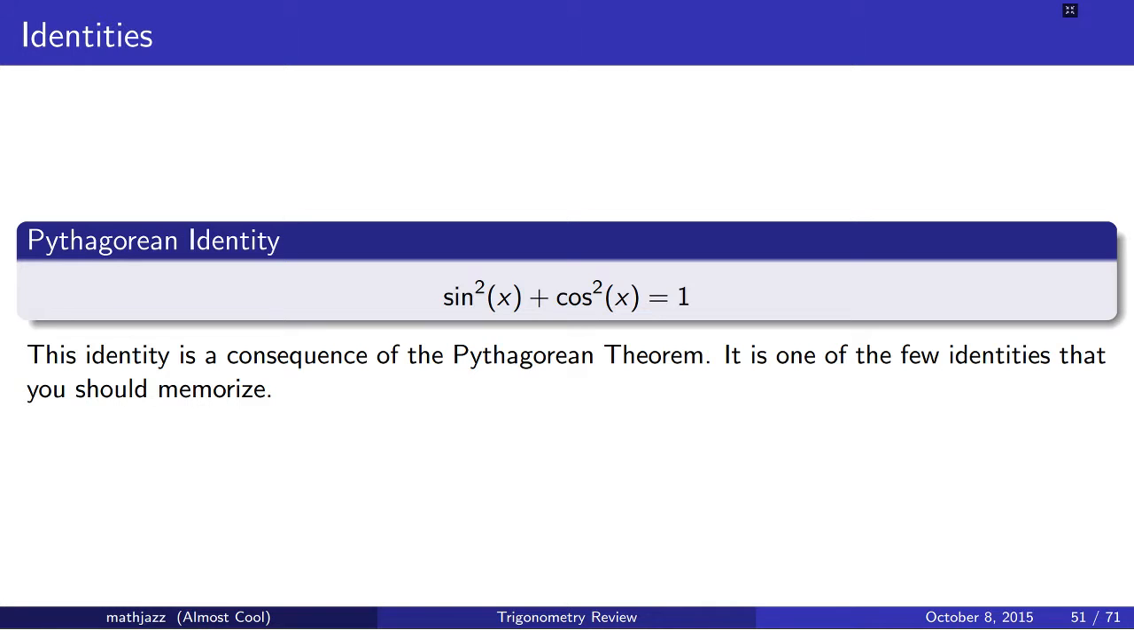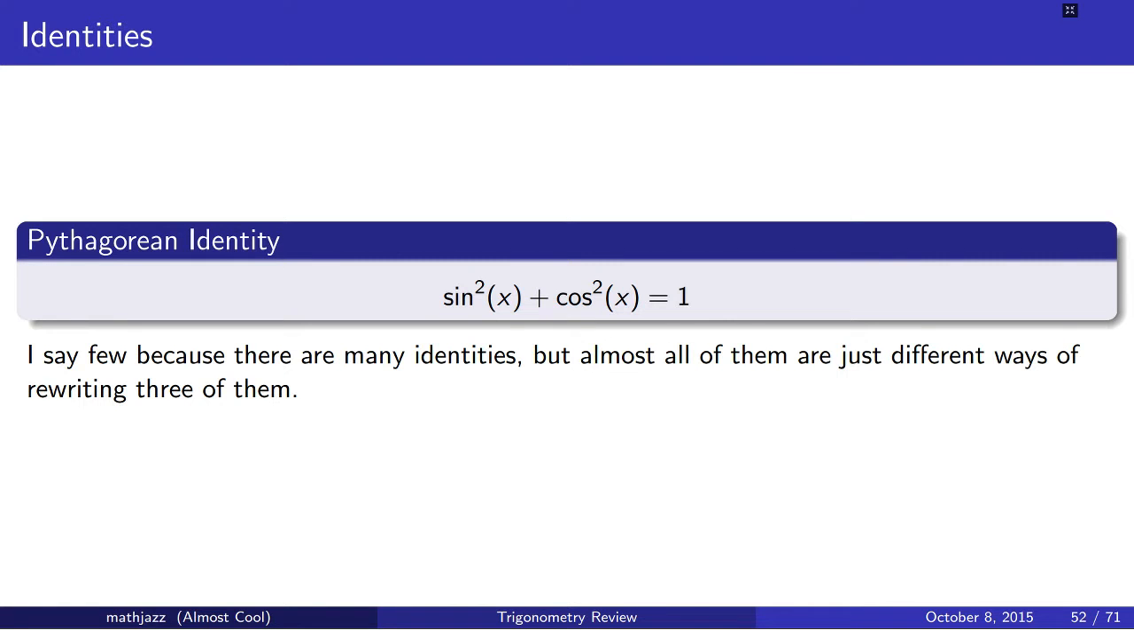The first identity we're going to talk about is the Pythagorean identity. This identity is a consequence of the Pythagorean theorem. It's one of the few identities that you should memorize. I say few identities because even though there are many trigonometric identities, almost all of them are just different ways of rewriting three of them. Those three being the Pythagorean identities and the angle sum identities, which we'll get to a little later in the video.